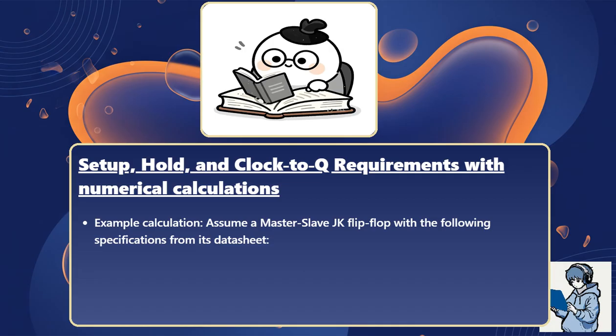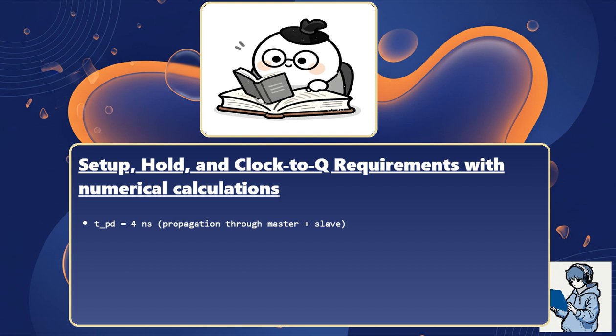Example calculation: assume a master-slave JK flip-flop with the following specifications from its datasheet. T setup equals 2 nanoseconds. T hold equals 1 nanosecond. TCQ equals 3 nanoseconds. TPD equals 4 nanoseconds, propagation through master plus slave. You plan to run the circuit at 50 MHz, period T equals 20 nanoseconds. Verify timing.